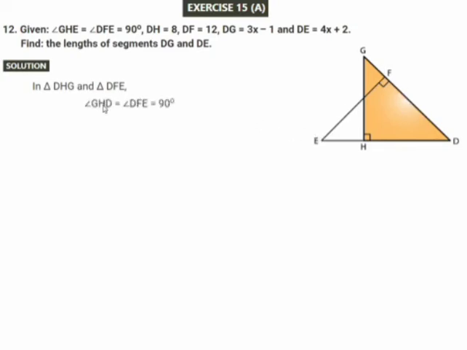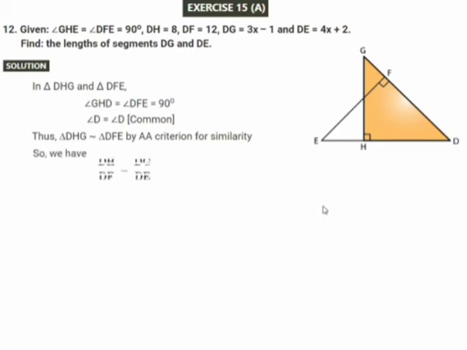You see two pairs of angles are given to be 90 degrees each, that is this angle and this angle. If you look at the diagram, there's one angle common, and that angle is angle D. So angle D is common to both triangles. That's why using AA criterion, these two triangles are similar, right? If they are similar, obviously the corresponding sides will be in proportion. Yes or no?